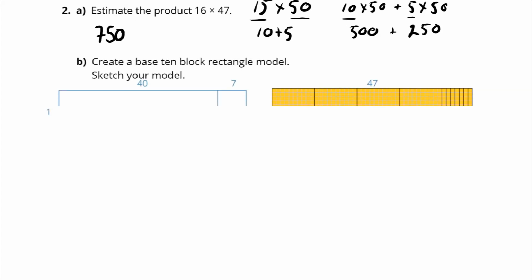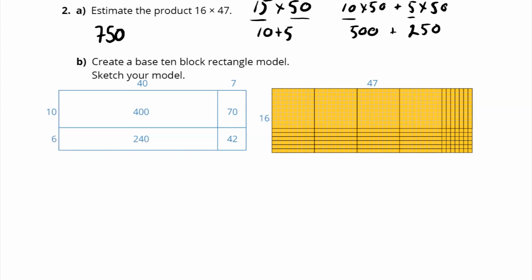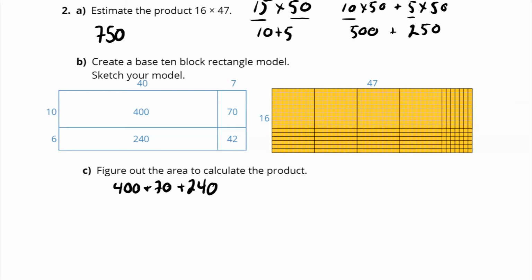Now we're asked to create a base 10 block model and sketch the models. Again, we've used both approaches here to show what it can look like. Now we're asked to figure out the area to calculate the product. So for the first model, I can just add up all the values. 400 plus 70 plus 240 plus 42. So I've got 400 plus 240 is 640, plus 70 is 710, plus 42 equals 752.